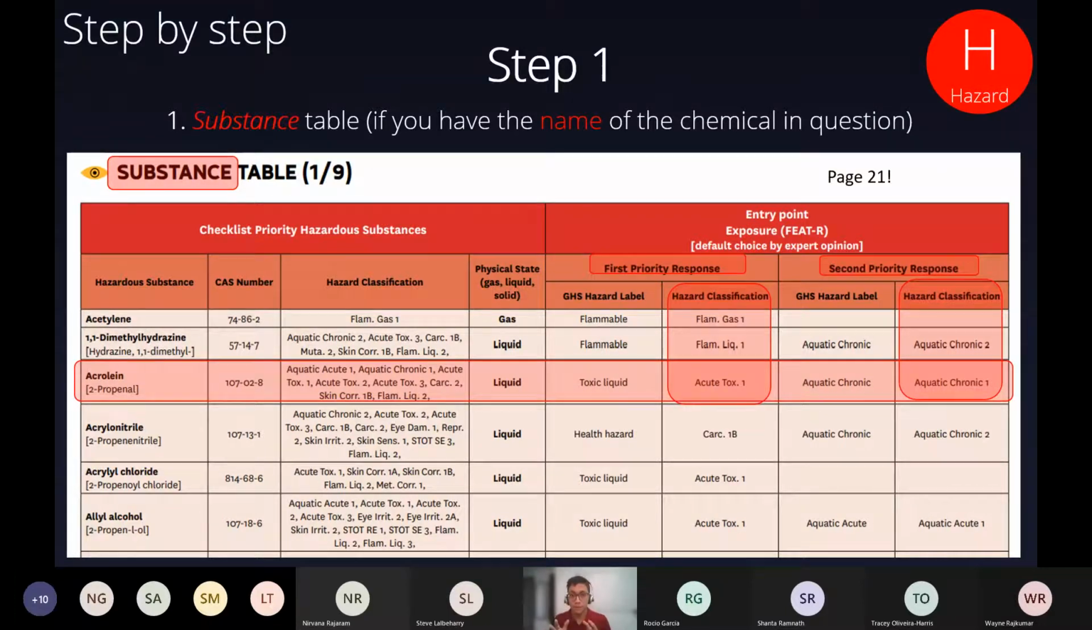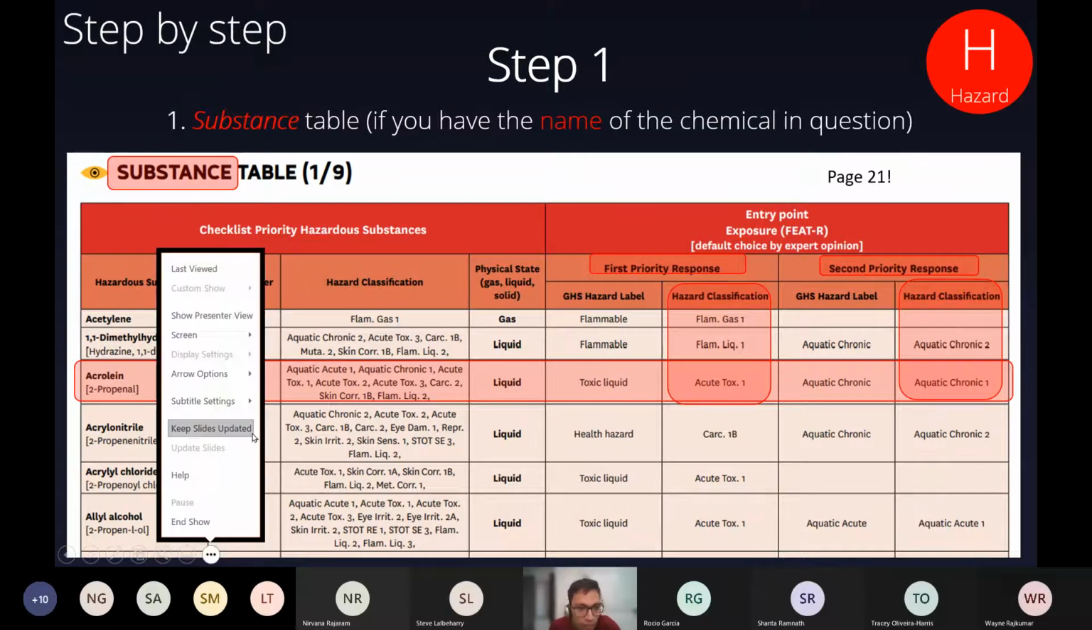For the bigger version, there are more chemicals. So this is a somewhat shrunk list of chemicals. But if you need something that is not in this list, and you have the name, you can use the bigger version that I'm going to explain in a moment. So after finding the substance, let me see if I can use the pointer.